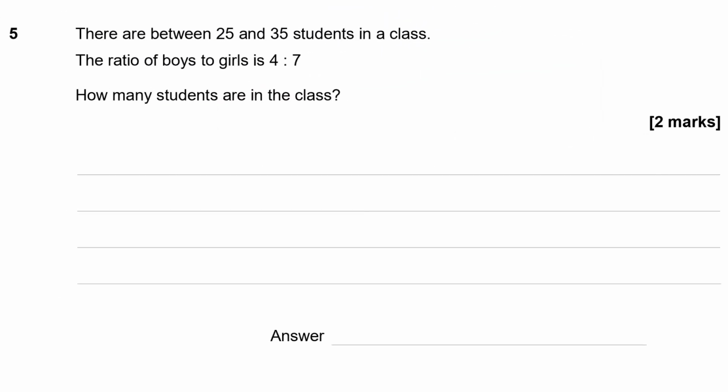Question 5. There are between 25 and 35 students in the class. The ratio of boys to girls is 4 to 7. How many students are there in the class? Well, if the ratio is 4 to 7, then the number of students in the class has got to be a multiple of 4 plus 7. It's got to be a multiple of 11. And the only multiple of 11 between 25 and 35 is 3 lots of 11, 33. So there must be 33 students in the class.